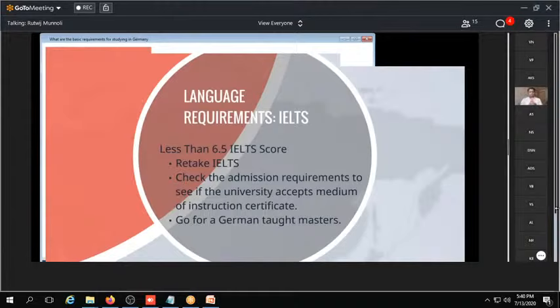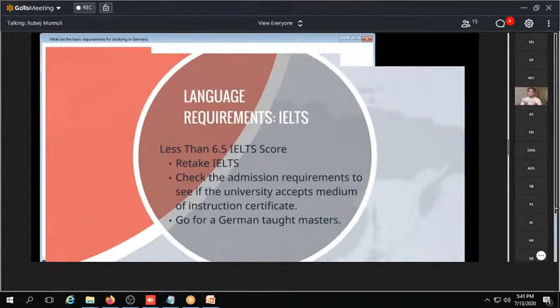With less than 6.5 bands in IELTS, you have three options. First one is you should retake IELTS. I would recommend this step. Then the second is check the admission requirement to see if the university accepts a medium of instruction certificate or not.